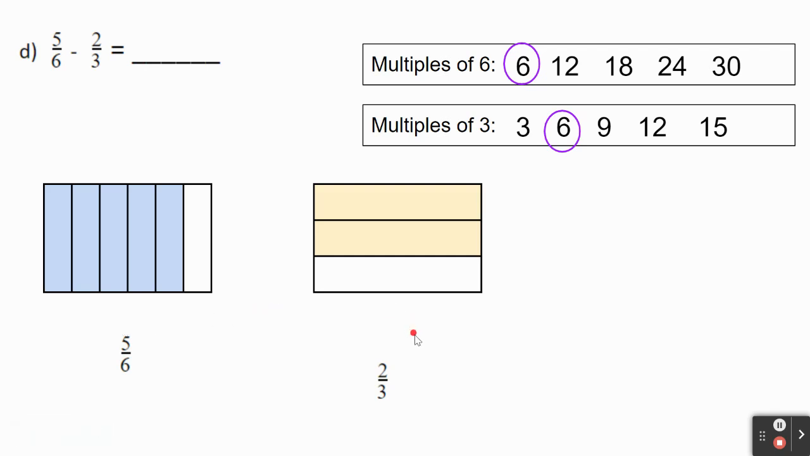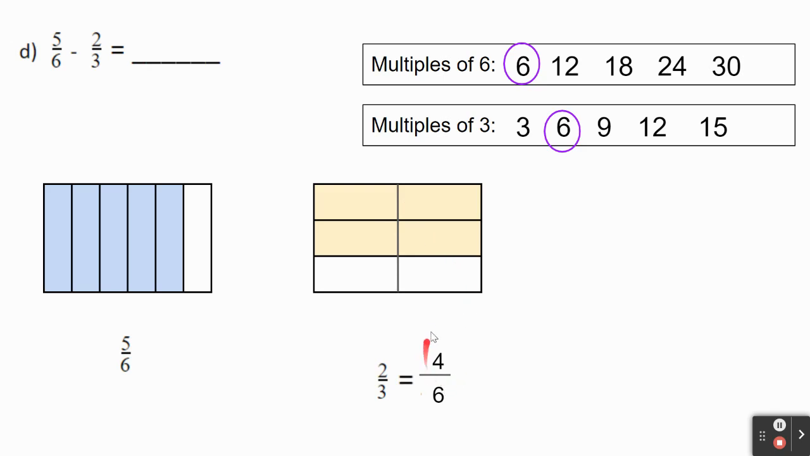So now we just have to create an equivalent fraction for 2/3. We're going to rewrite 2/3 as sixths. Since there are 3 parts, we can break each part into two pieces. We now have a total of 6 parts. We can see that 4 of the 6 parts are shaded. So 2/3 is equivalent to 4/6.